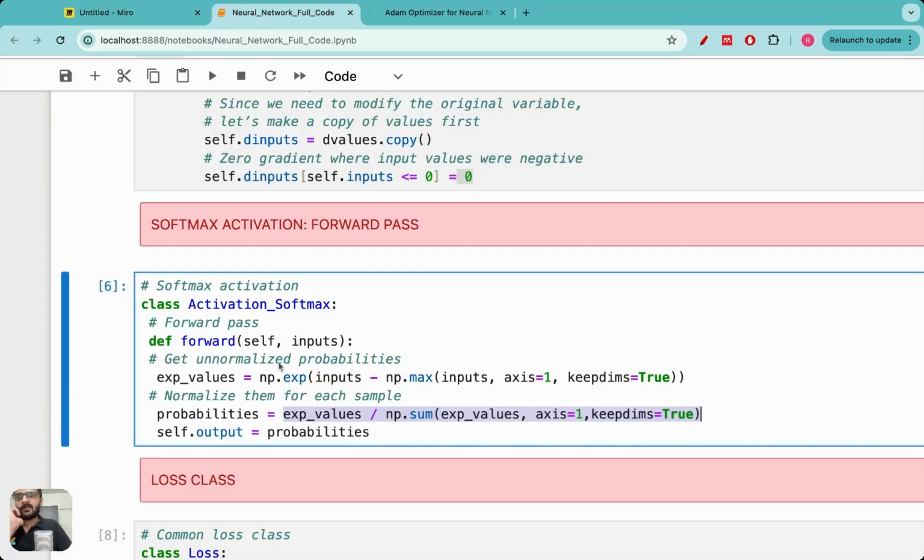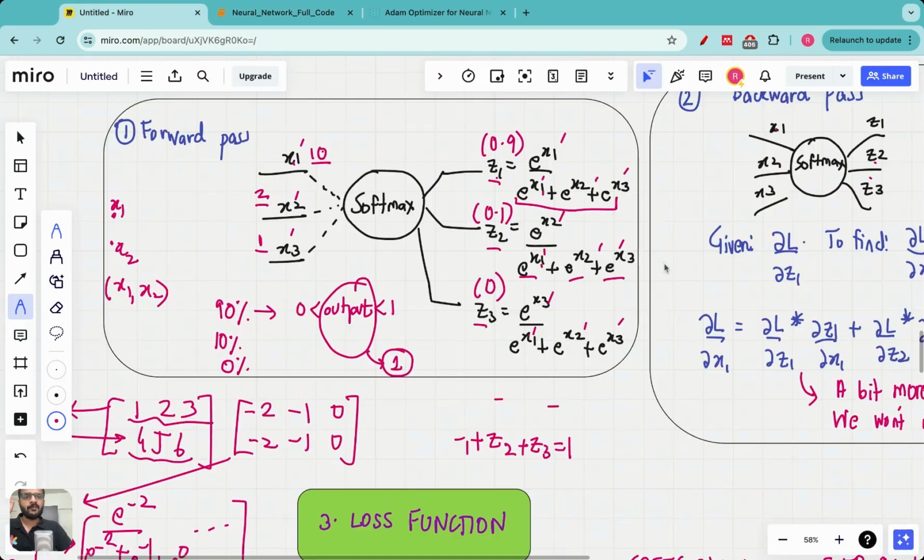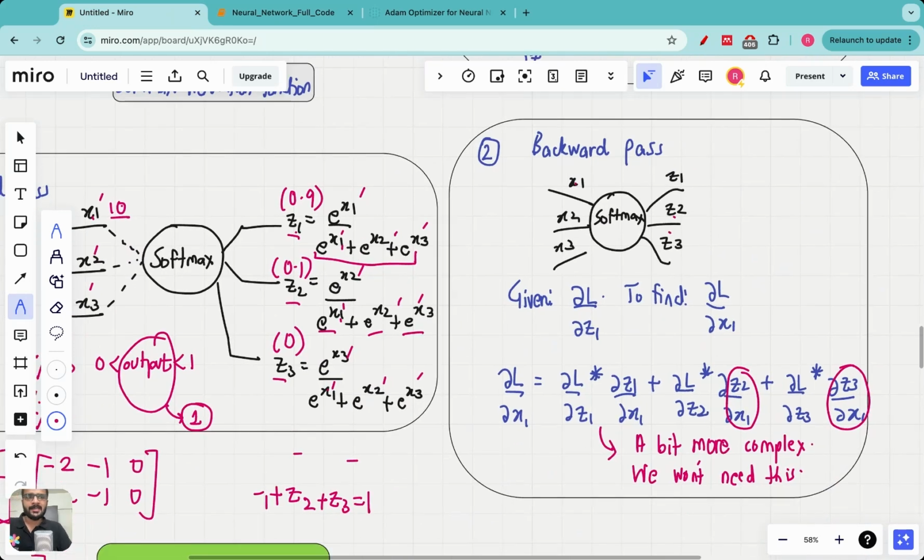So this is how the softmax activation function is implemented in the forward pass. We are not looking at the backward pass of the softmax because, as I mentioned, it gets a bit more complex, and we'll be chaining it with the loss function, and then we'll be calculating a combined backward pass for the softmax activation as well as the loss function.